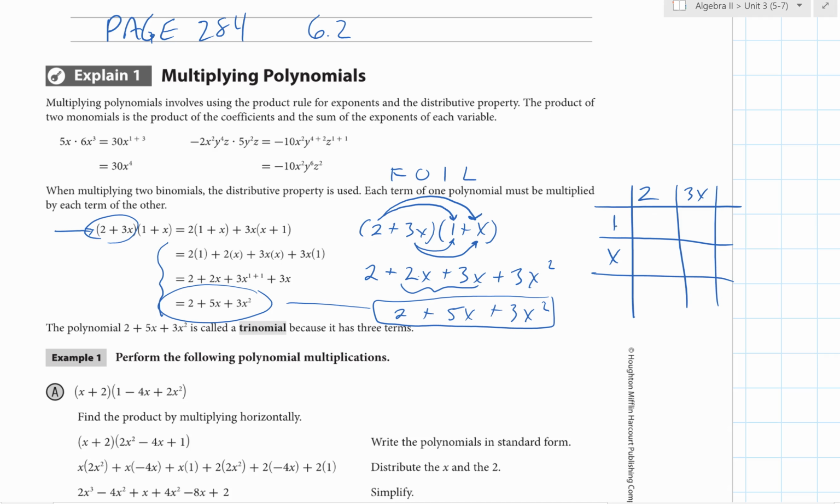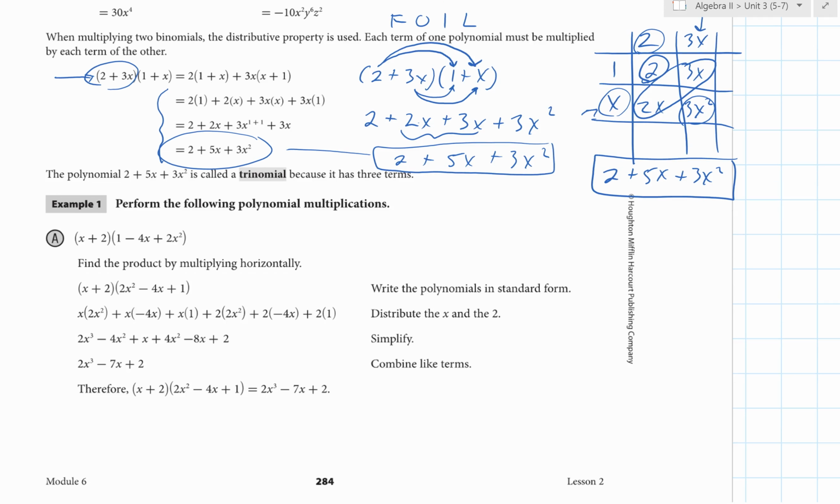So the first box is going to get filled with 1 times 2, which is 2. Then 1 times 3x is 3x. Then x times 2 is 2x. And x times 3x is 3x squared. And so now what we do is combine these like terms and write our answer below. So that's going to be 2 from up here, plus 3x and 2x is 5x, and then plus 3x squared. So again, we get the same answer we did by the previous two methods. So you've really got those 3 different methods to choose from.